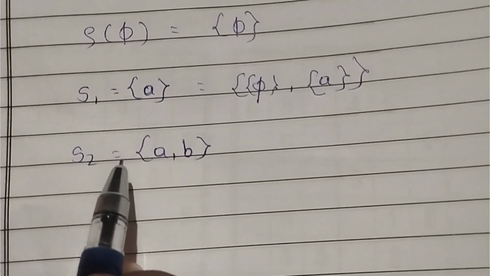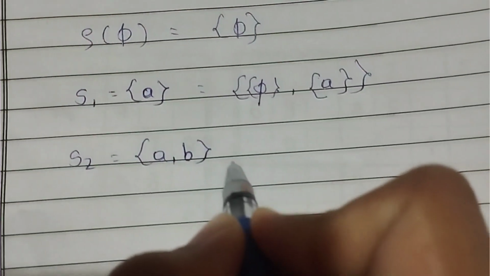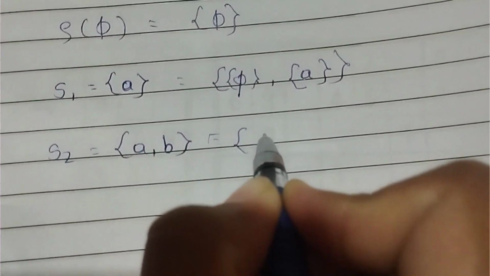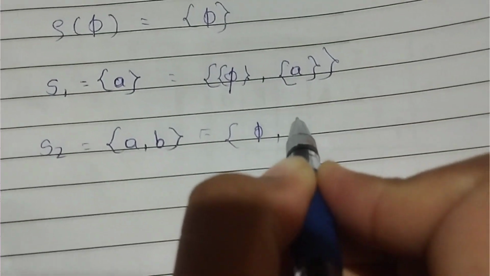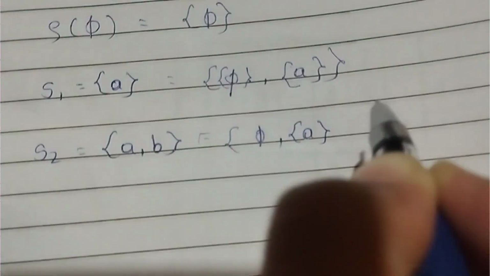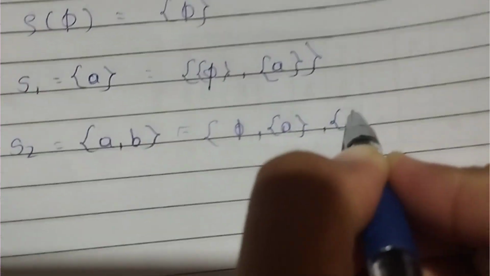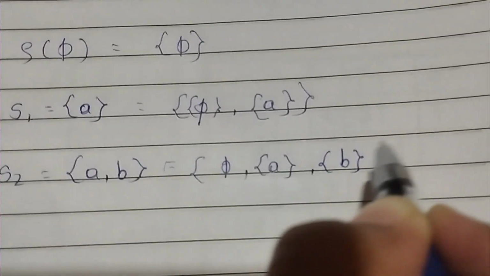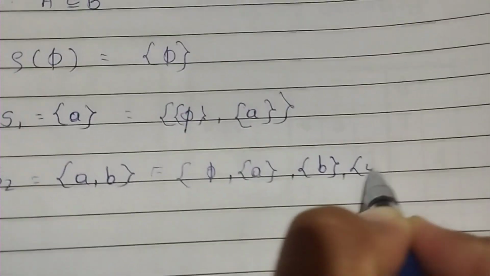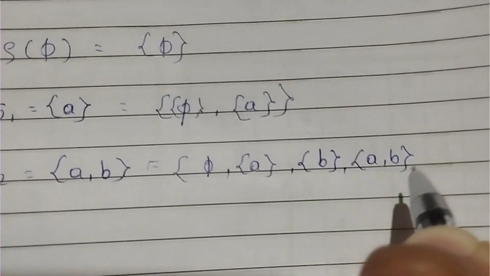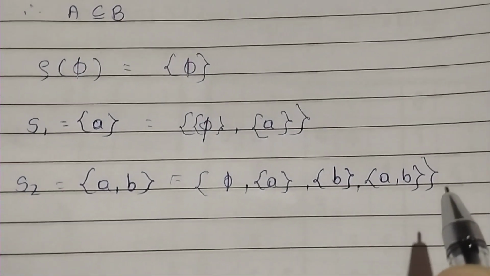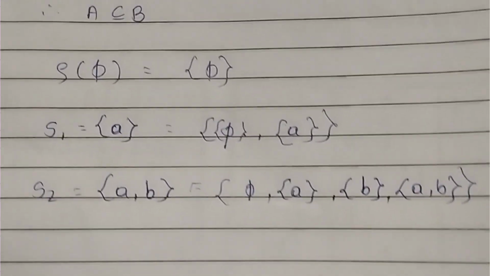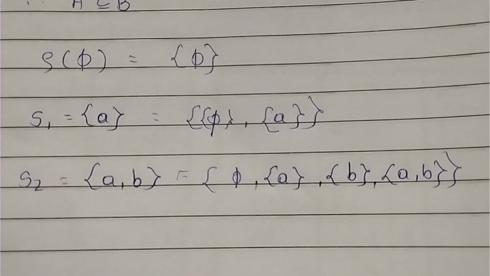Now the next set is S2. As it is, the first element is φ, the second is {A}, then {B}, then the pair {A, B}. So I hope you understand. The power set is the set of all subsets.